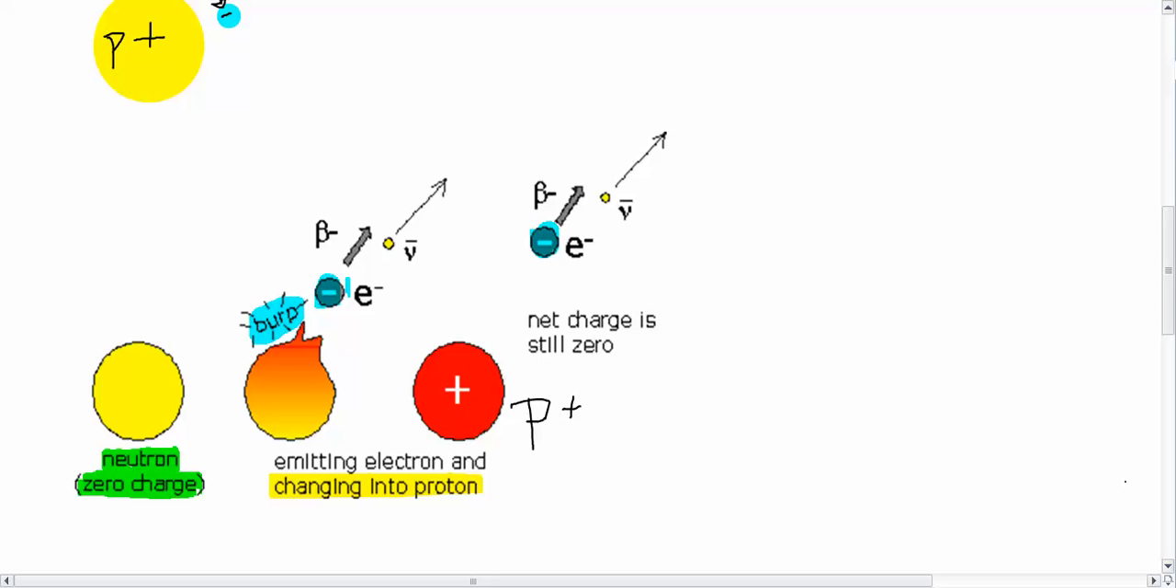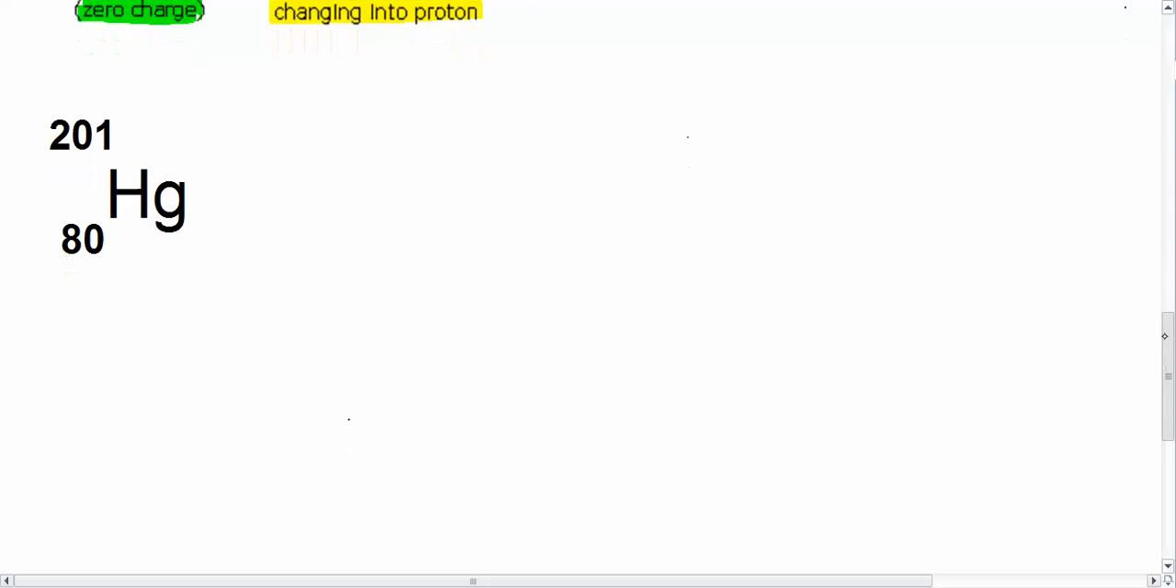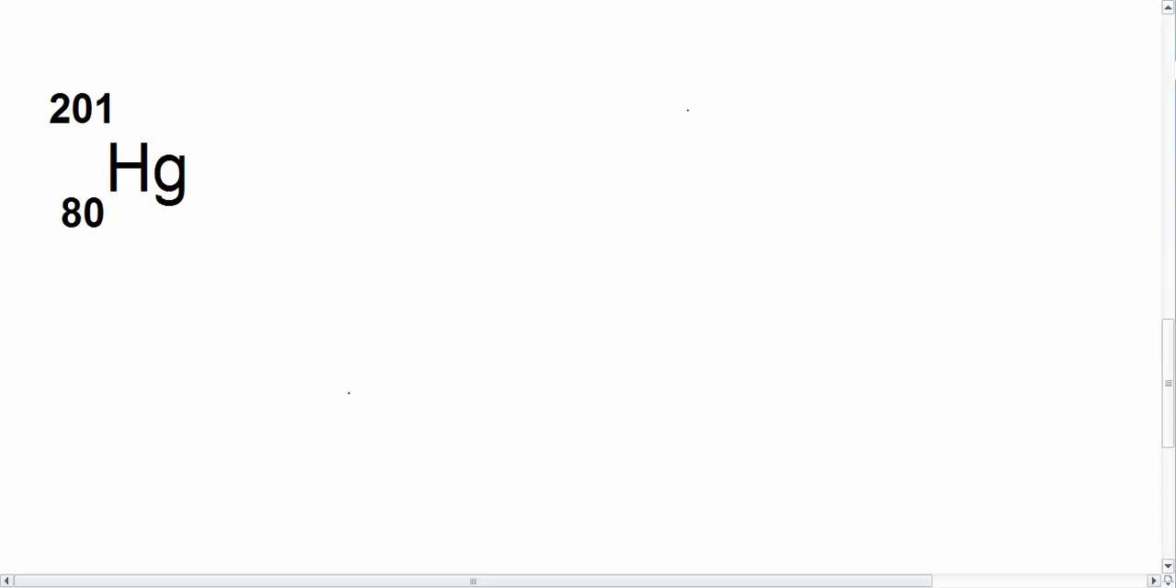So now with all that information, we need to take that and apply it to a radioactive decay problem, just like we did with alpha particles. So here I have the element mercury, Hg, with atomic number 80 and atomic mass 201.